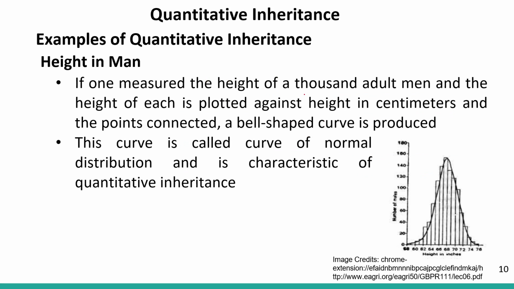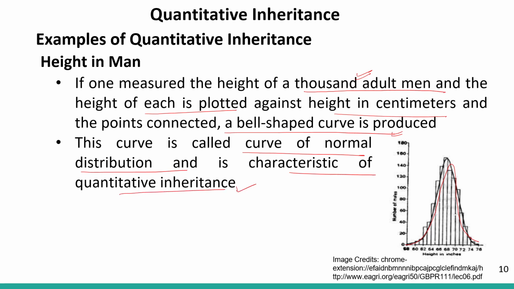If one measured the height of 1,000 adult men and the height of each is plotted against the height in centimeters and the points are connected, a bell-shaped curve is produced. So 1,000 people are taken as a sample, right? And we measure the height and we plot. Then we can have such a type of plot. So this curve is called the curve of normal distribution, and this is the characteristic of quantitative inheritance. So this is the normal distribution curve.